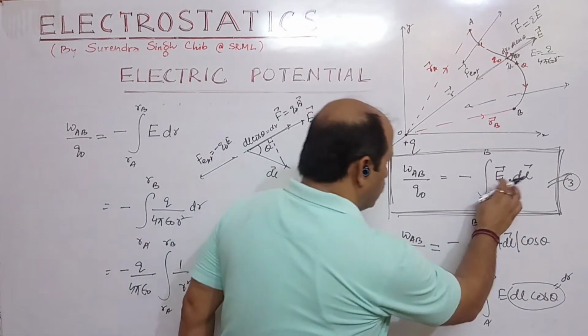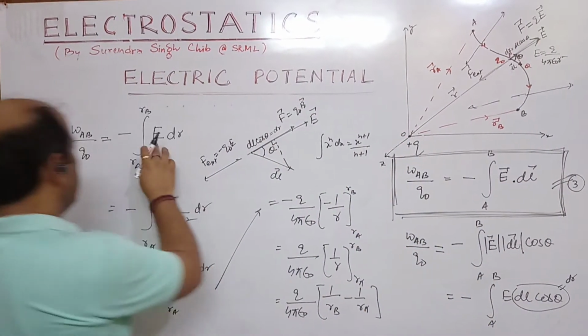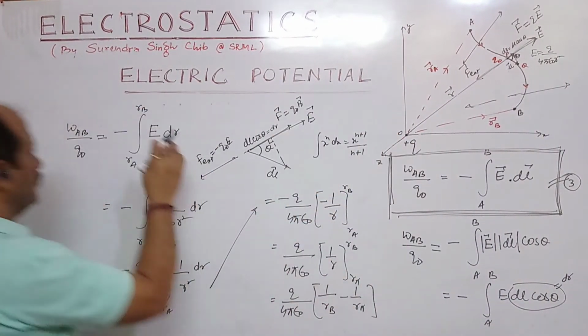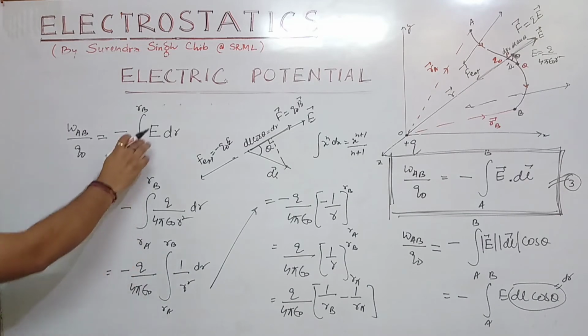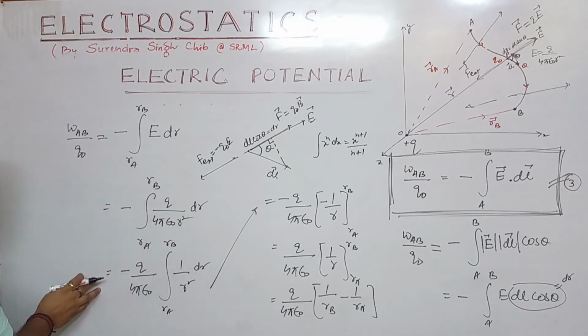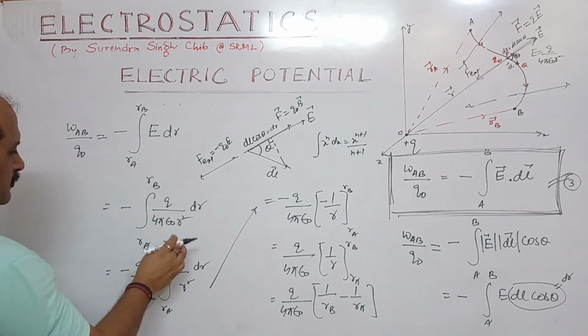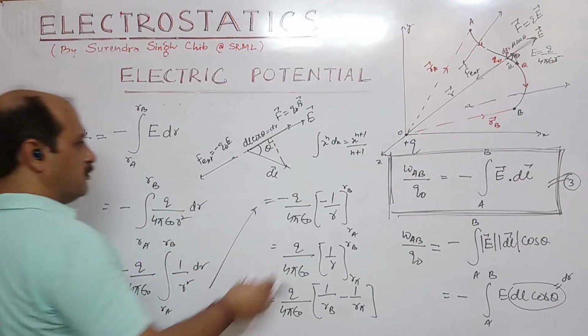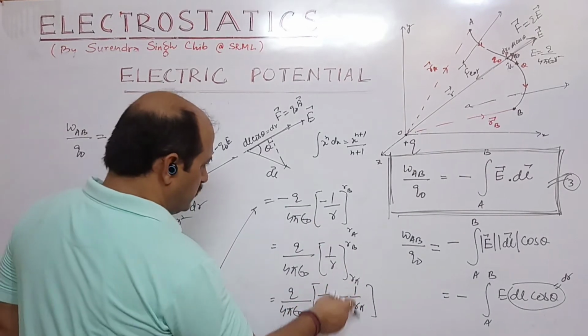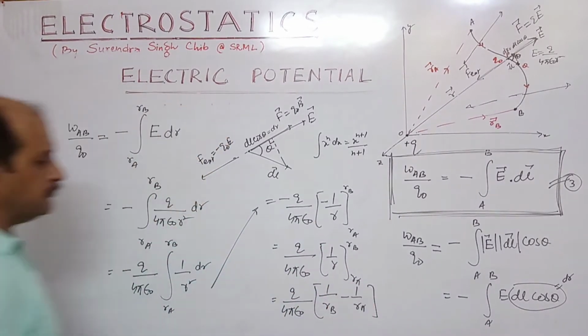यहाँ vector था, dot. Now we are not putting any dot, because we have used the value of dl cos theta as dr. E की value put कर दो. What is the electric field intensity here? Take the constant outside. 1 by r square. What is the integral of 1 by r square? It's minus 1 by r. Put the upper limit minus the lower limit.